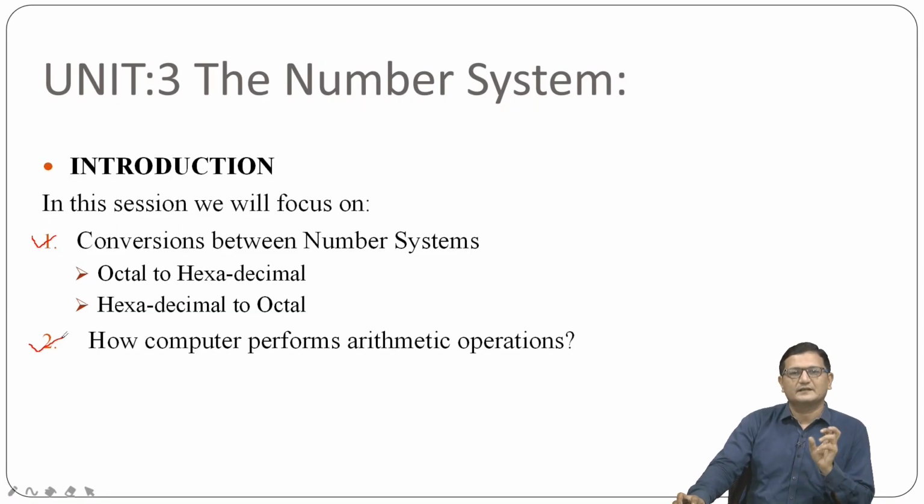Suppose I want to add two numbers, 15 plus 20. How will the computer perform that computation? How will the computer add both the numbers 15 and 20 and how will it return 35 to us, right? If you want to understand all these things properly, then you should have proper knowledge of these numbering systems as well as the conversion between them.